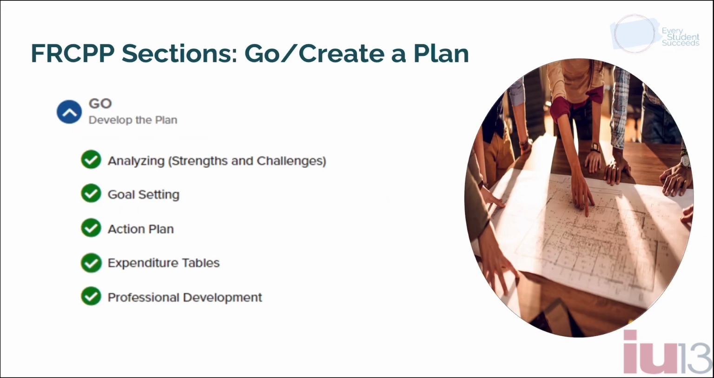In the FRCPP Go section, there are 5 subsections listed here. I'll briefly address what to look for in each section of the plan that you review and show where it is in the portal. This is a meaty portion of the plan. This video serves as an introduction only. At the end, I'll point you to additional resources that can expand your knowledge in order to guide school teams to high-quality work.